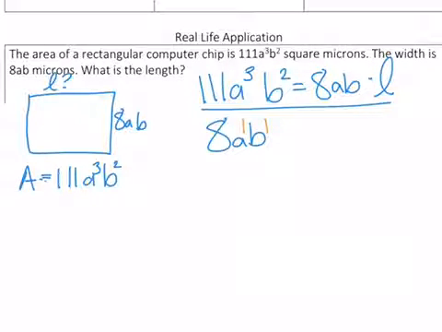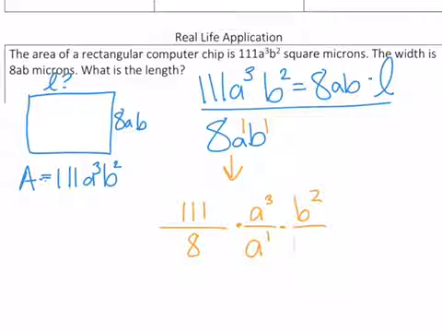So I'm going to take these chunk by chunk. So watch me separate all of these. I'm going to now have a fraction of 111 over 8 times a cubed over a to the first times b squared over b to the first power. And I'm just going to simplify these guys. So 111 and 8 cannot be simplified. I'm going to keep it as an improper fraction. So in my final answer, I'll have 111 over 8.